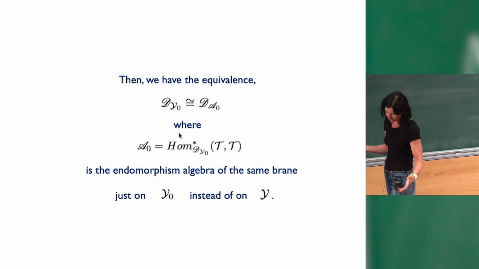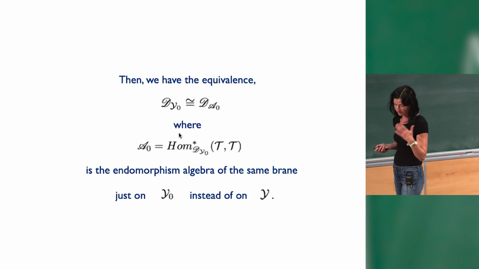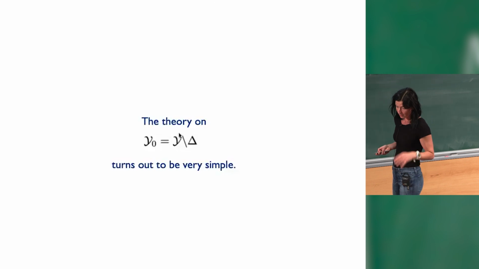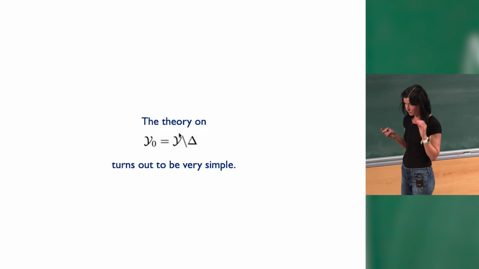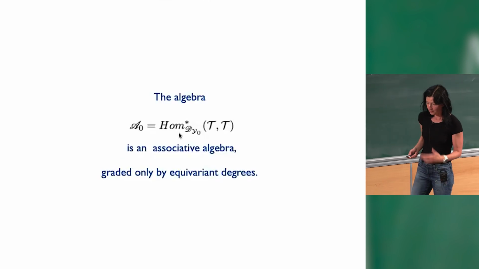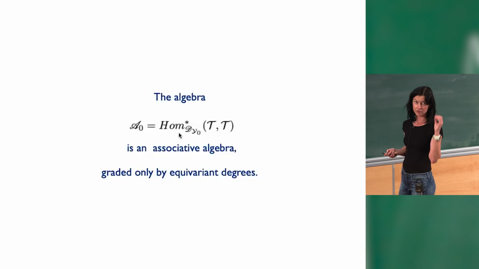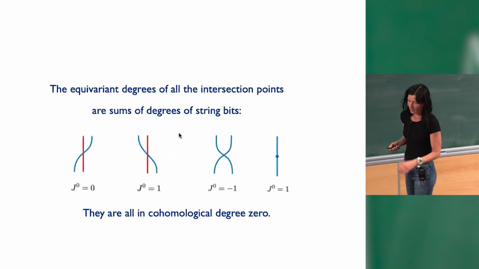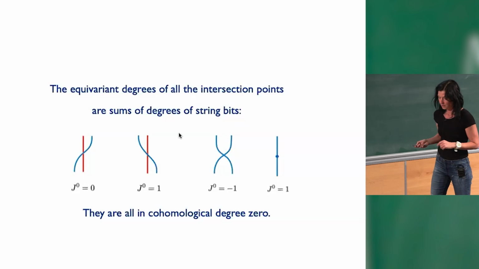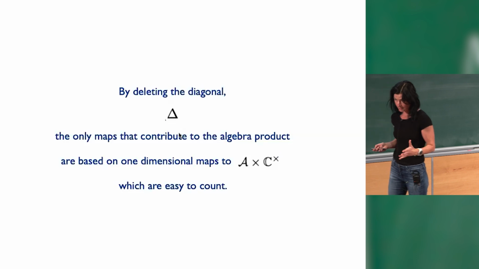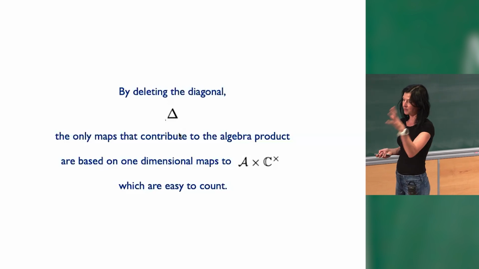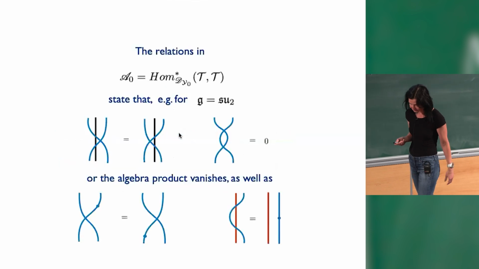So on the space with the diagonal deleted, we'll have the usual equivalence. The category of A-branes is equivalent to a category of modules of some algebra, which we'll call A0. Now, that theory with the divisor deleted is very simple, because we've deleted the diagonals in the symmetric product. We've removed all the interesting curves. The endomorphism algebra is an ordinary associative algebra that's graded just by equivariant degree. And the equivariant degrees can be described as the sums of degrees of string bits. As I said, by deleting the diagonal, all the interesting maps that contribute to the algebra products have been deleted. And so what you're left with is essentially one-dimensional maps, which are easy to count. There are no interesting maps of symmetric products.